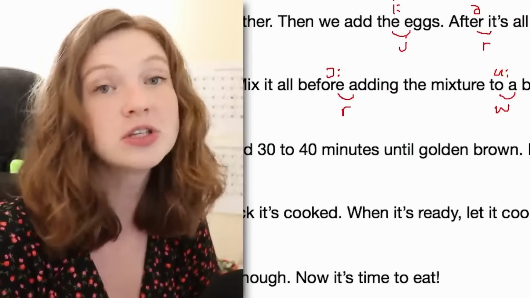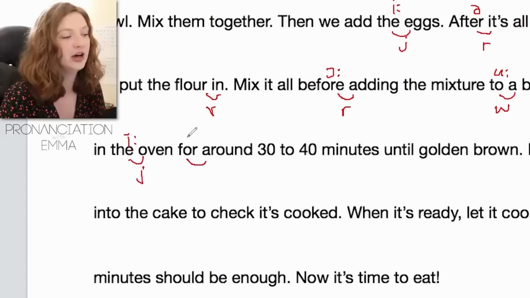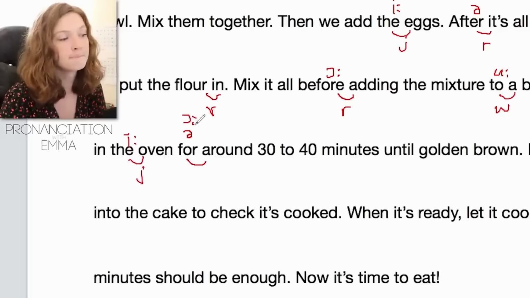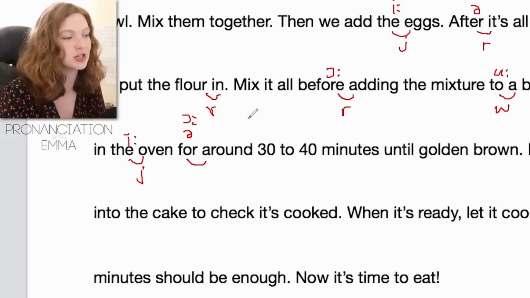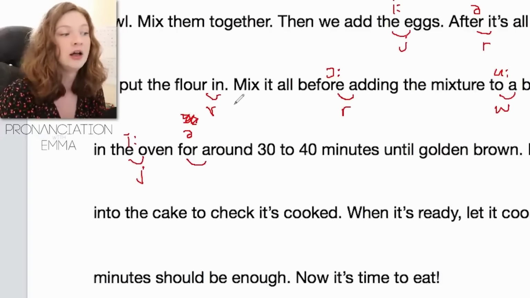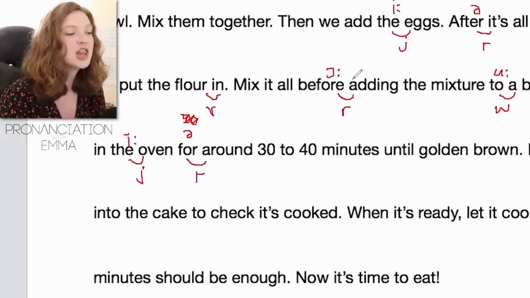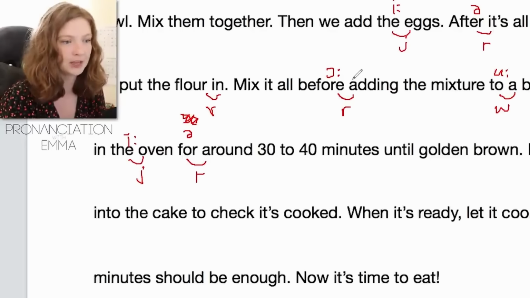So here, I'm using the weak form of for. I'm not saying for around, but for. Even if we use the strong form or, it would still link with an r, okay, because it's one of those in-between vowels that I mentioned. So here, we're just going to use the weak form with a schwa, for around. Going to link with an r. 30 to 40 minutes until golden brown.